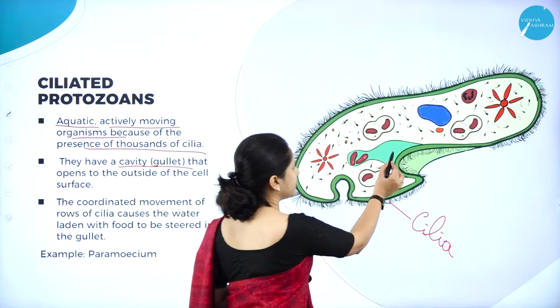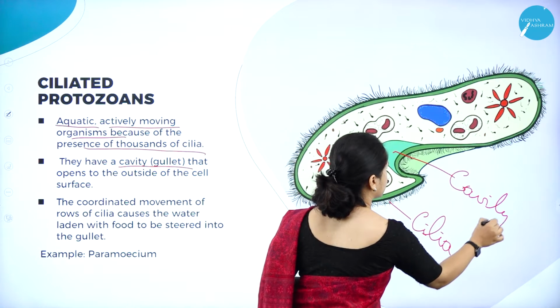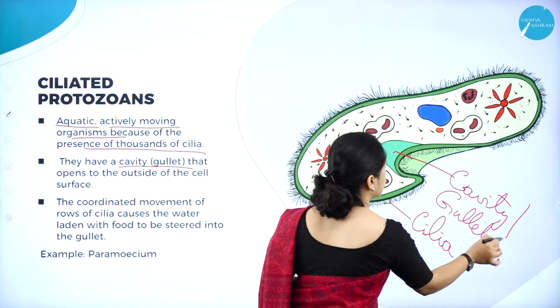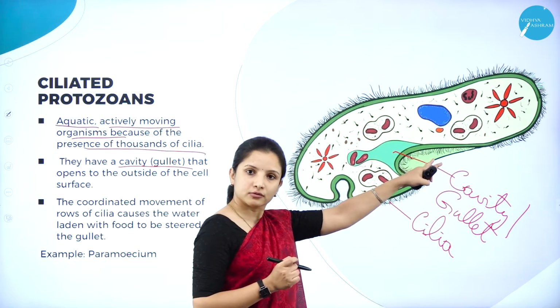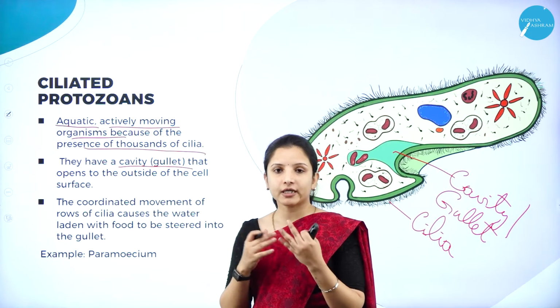So you can see here they have a cavity. So this cavity is also called the gullet. They have a cavity and this opens externally towards the cell wall, and they have a coordinated movement.